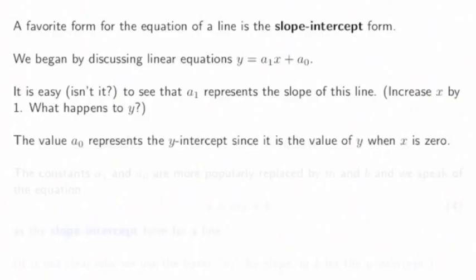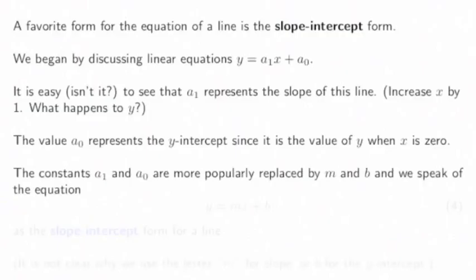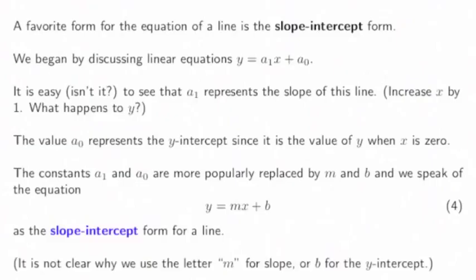The value a0, the constant term in this equation, represents the y-intercept since it is the value of y when x is 0. The constants a1 and a0 are more popularly replaced by the letters m and b. So we often speak of the equation y equals mx plus b as the slope-intercept form for a line. An interesting question is why we use m for slope and b for y-intercept.